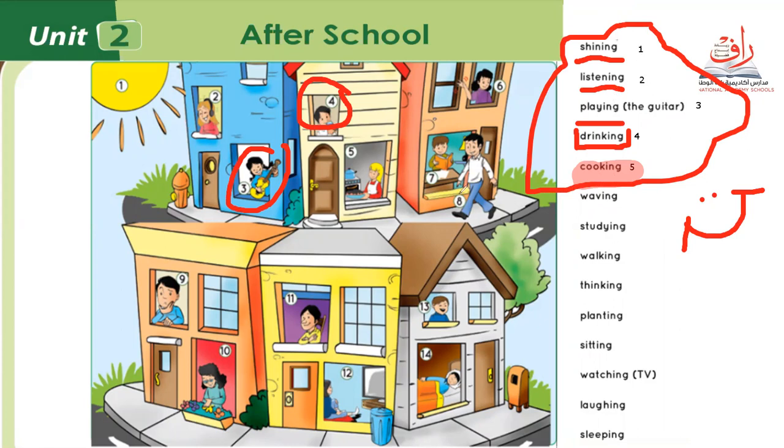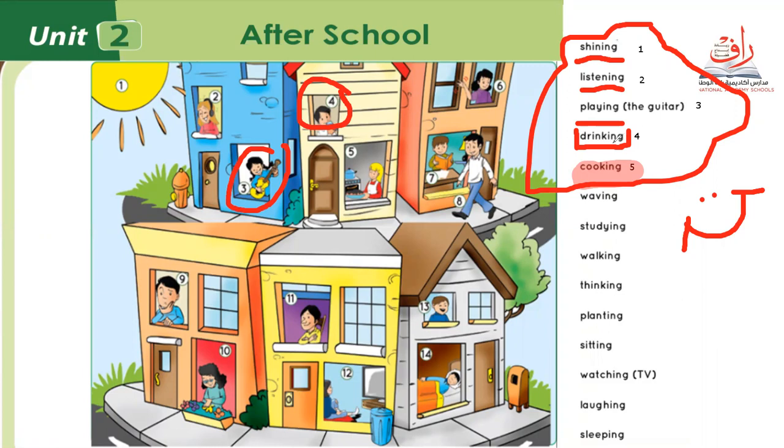Number three, again. Number three, what is she doing? Let's ask, what is she doing? Who can answer me? What is she doing? Playing the guitar. She is playing the guitar. Good job. Okay, number four, what is he doing? We should use he, not she, because we can see a boy. So we should use he. What is he doing? Now, he is drinking. Good job.